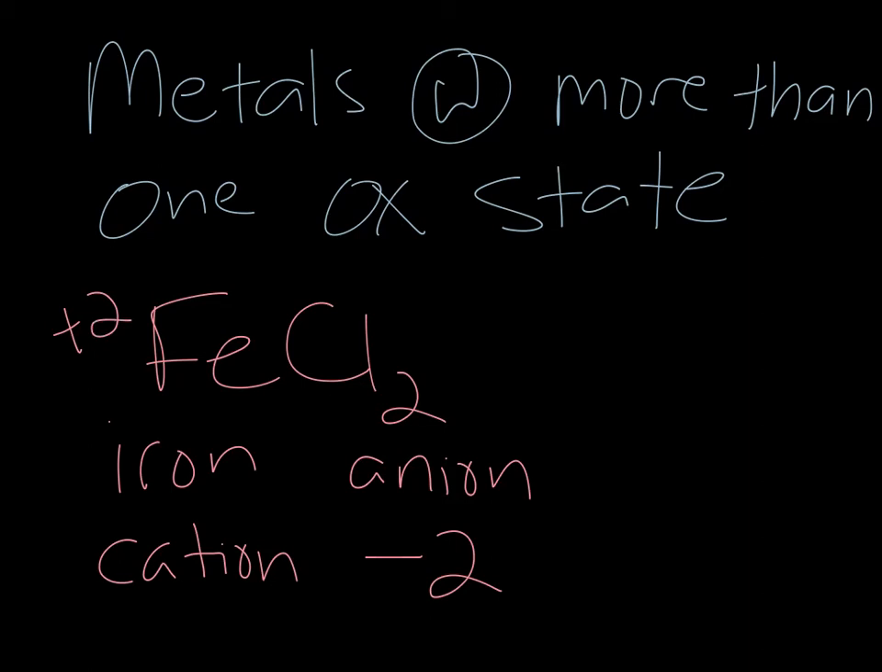So to name this, I would say iron, and then I put in parentheses Roman numeral 2, chloride. And because of that, I know that the iron is in the 2 oxidation state, which tells me that there must be 2 chlorines in that formula unit.